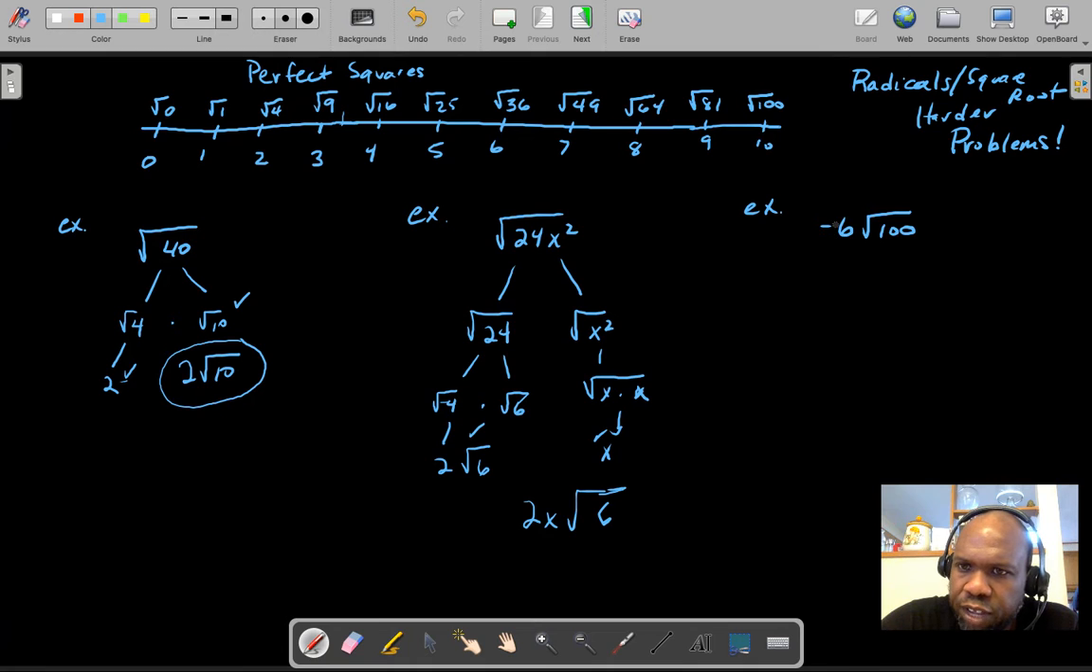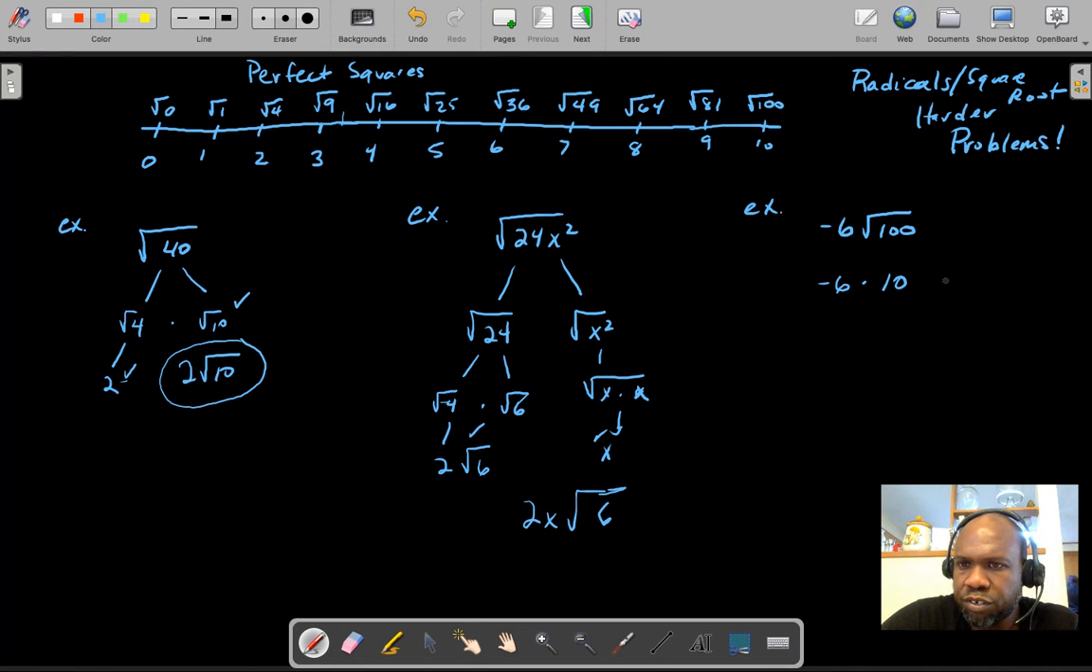Now we have a value on the outside, so it's negative 6 times the square root of 100. Whatever we find for the square root of 100, we're going to multiply by 6. That's all it is. So it's negative 6 times what the square root of 100 is. We look on the number line, it's a perfect square, 10 times 10, so that's 10.